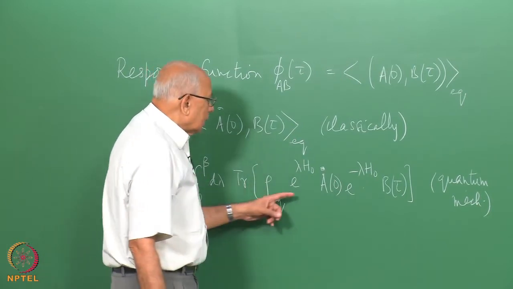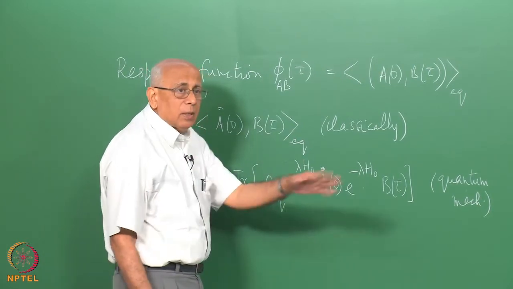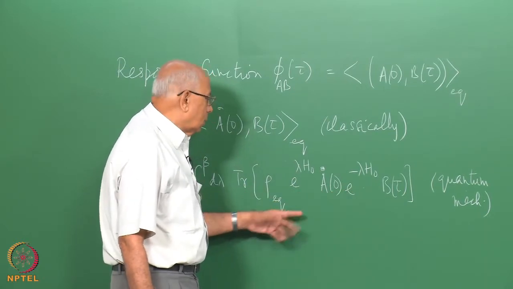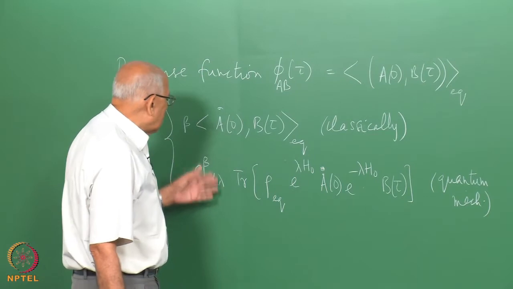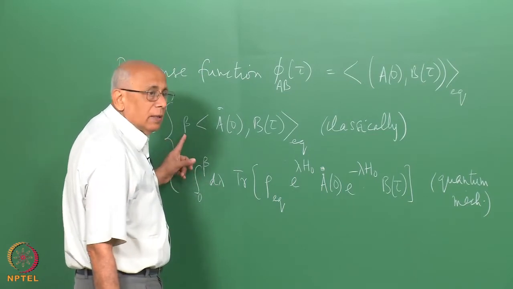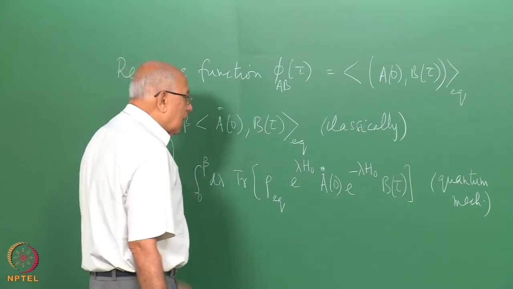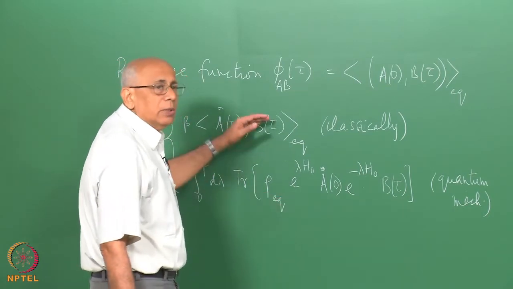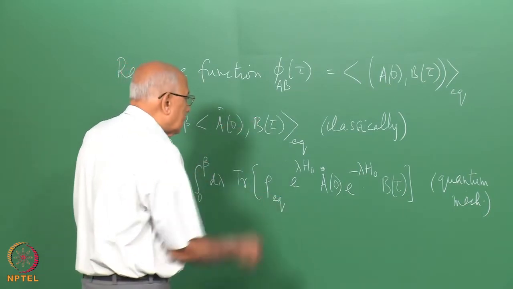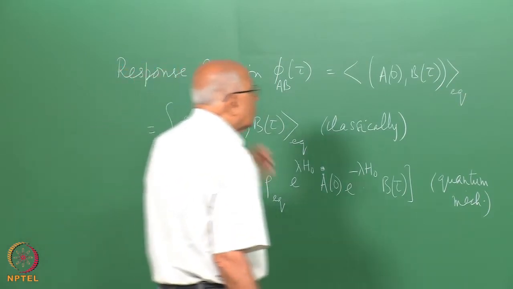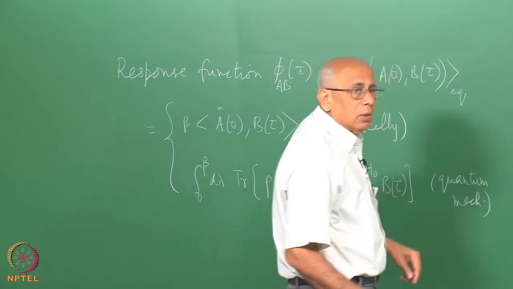But notice that in the classical case where things commute with each other, this will cancel against that. You just have A dot of 0, the integral gives you a factor of beta, and you are back to this out here. So classically this formula reduces to the classical formula, but this is the more general formula. So it is convenient to introduce what is called a canonical correlation.